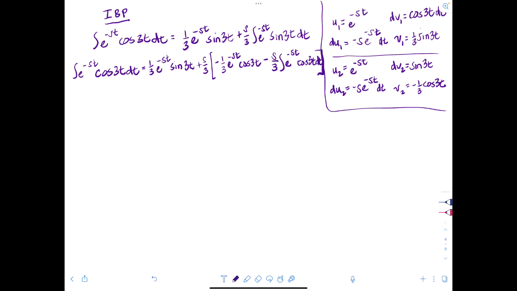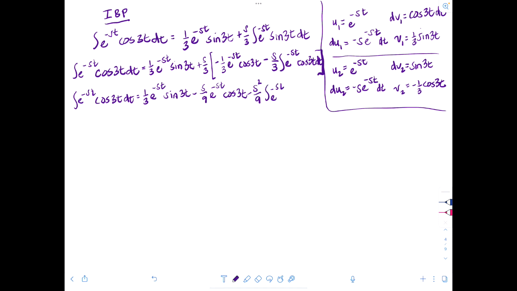And then we're making progress. We'll have e to the negative st times cosine at 3t dt equals 1/3 e to the negative st times sine at 3t minus s over 9 e to the negative st times cosine at 3t minus s squared over 9 times the integral of e to the negative st cosine at 3t dt.